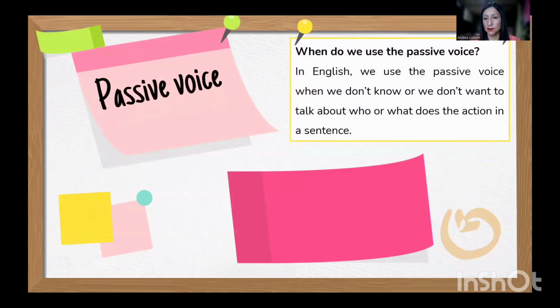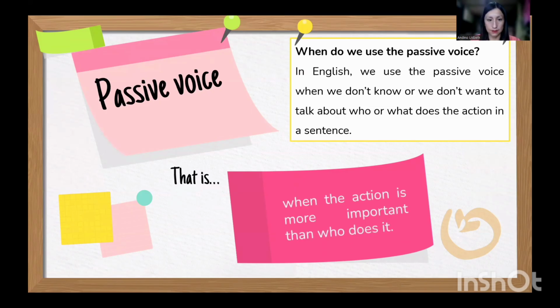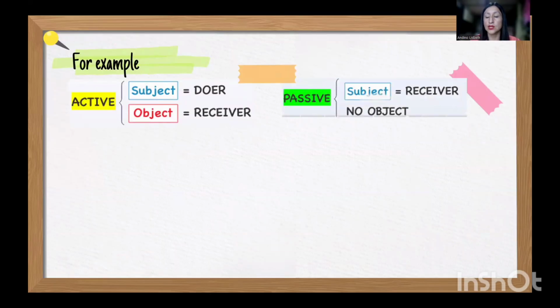Passive voice. When do we use the passive voice? In English, we use the passive voice when we don't know or we don't want to talk about who or what does the action in a sentence. That is, when the action is more important than who does it. For example, in the active voice, we have subject, the doer, and object, the receiver. But in passive, we have subject, receiver, and you don't need to write the object if it is not relevant.